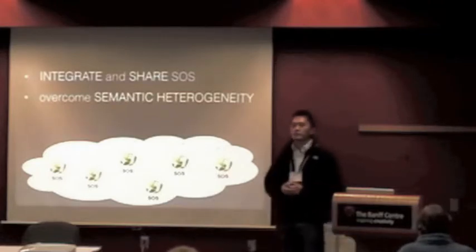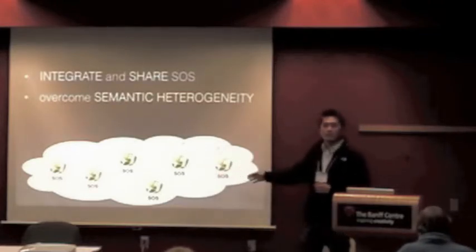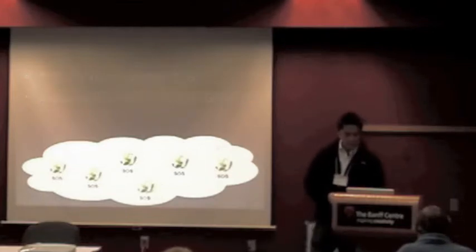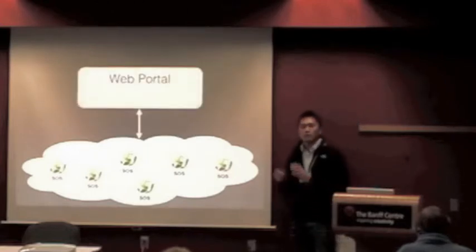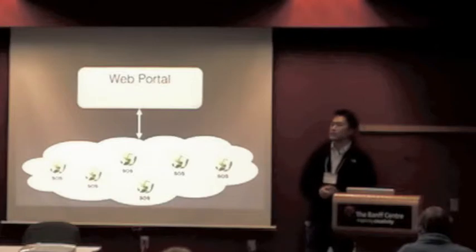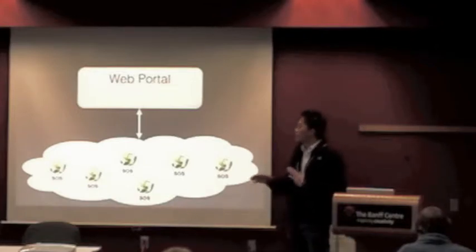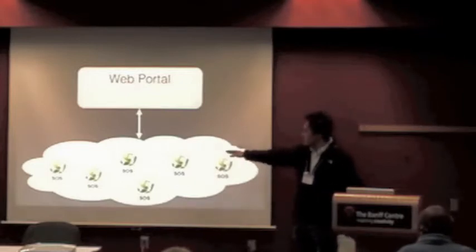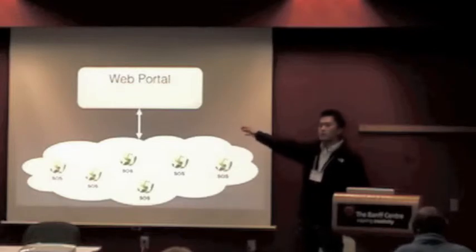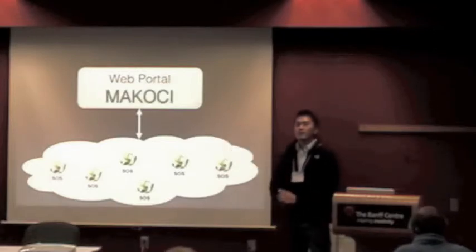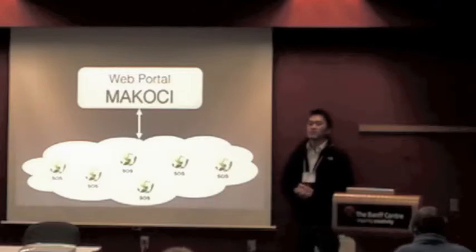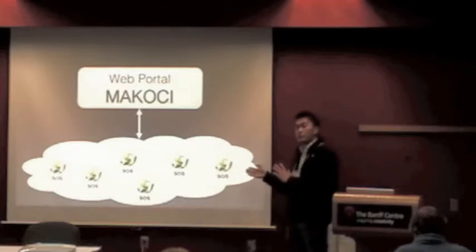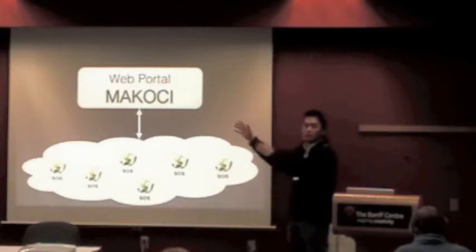So how to integrate and share the different SOSs in different semantics, and how to overcome the semantic heterogeneity, is our study. So we propose a web portal. It's like a registry over the web, so we can register these SOSs into this web portal. We call this web portal MACOSI, multi-agent knowledge-oriented cyber infrastructure. So this is just like a registry, and the web service provider can register their SOSs into our registry.